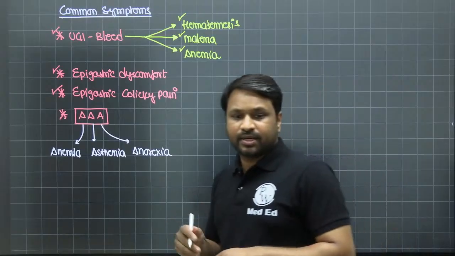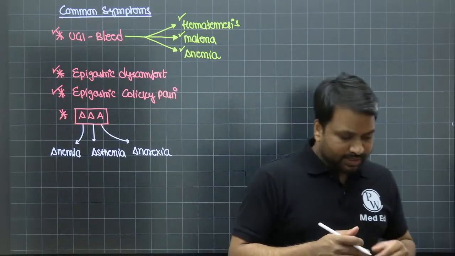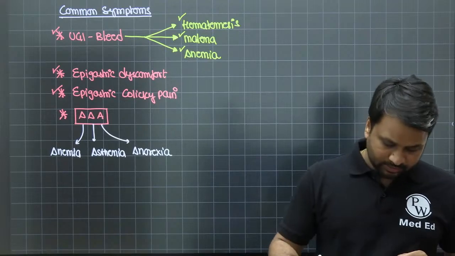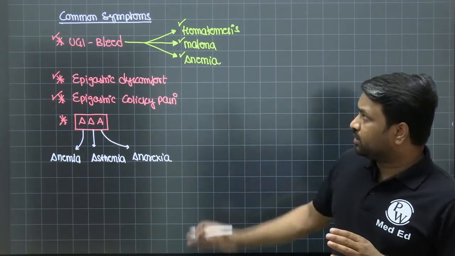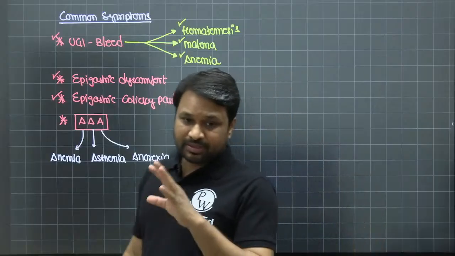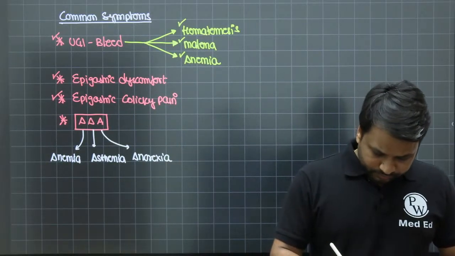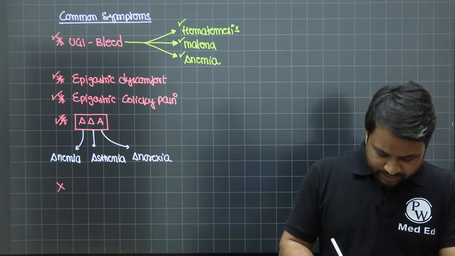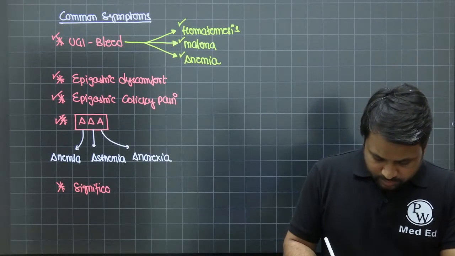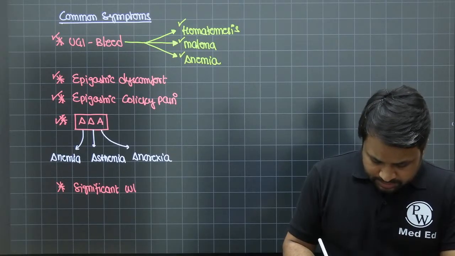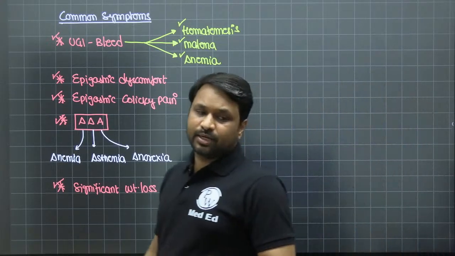It will be associated with anorexia. So there is anemia, there is asthenia, as well as anorexia. Okay, so these are the common symptoms that are going to present to you. Obviously, one thing that I cannot ignore is significant weight loss. This is associated with significant weight loss.